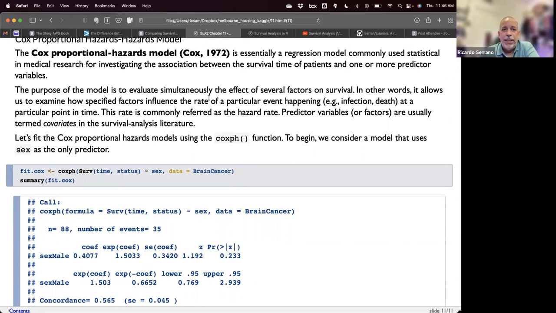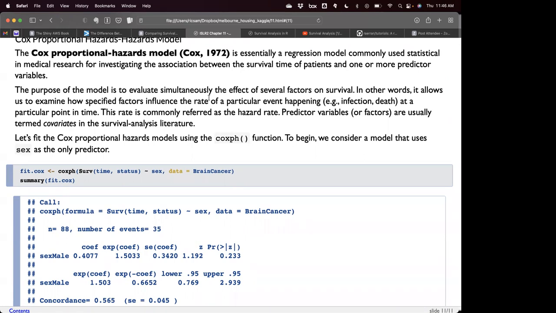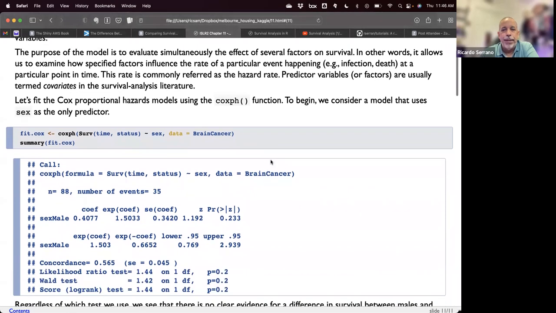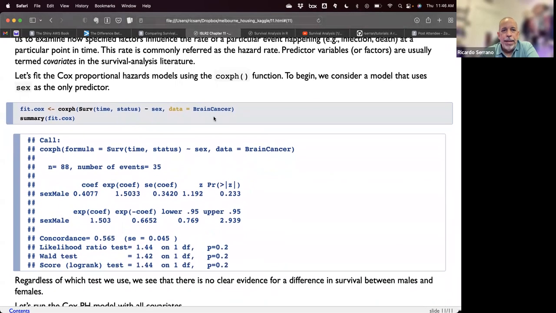So it allows us to examine how specific factors influence the rate of a particular event happening, for example infection, death, or something. And this rate is commonly referred to as the hazard rate. Remember, hazard rate. In other words, there's a log somewhere, you know, there's a difference there. The predictive variables or factors are usually termed covariates in this field. And the function that you're going to use from the survival package is coxph, okay?